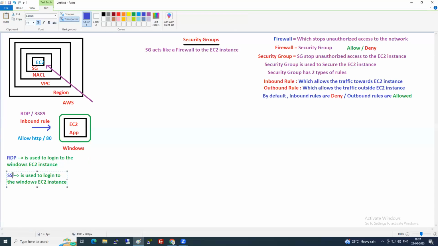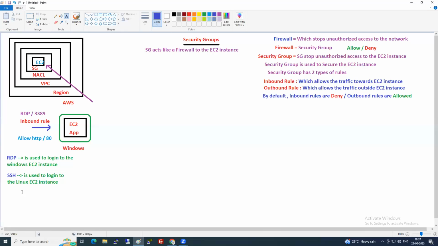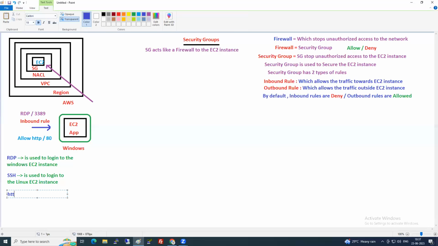And then we have SSH into the Linux EC2 instance. And then we have HTTP, which is used to access an application on EC2 on port 80.